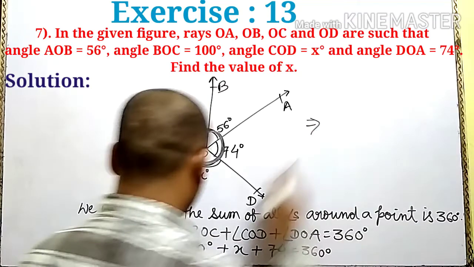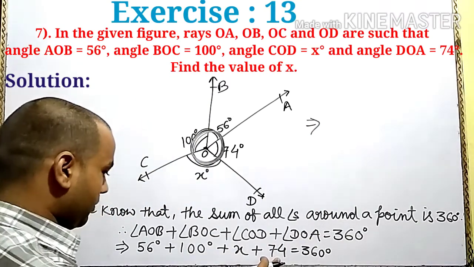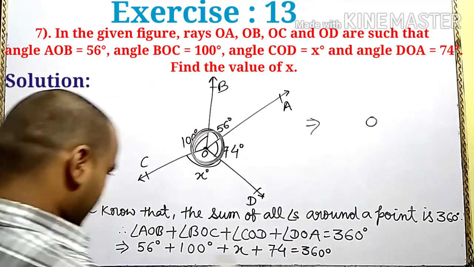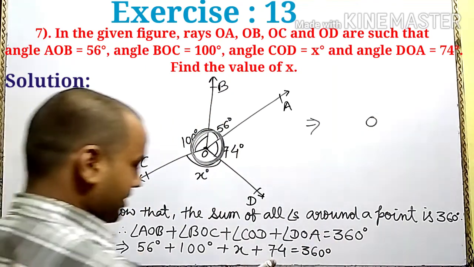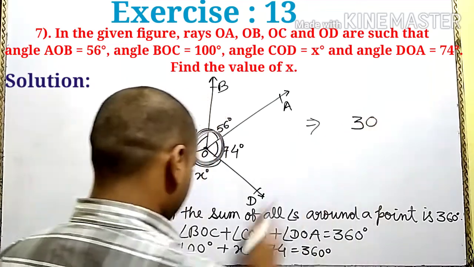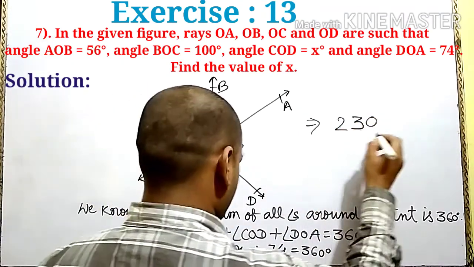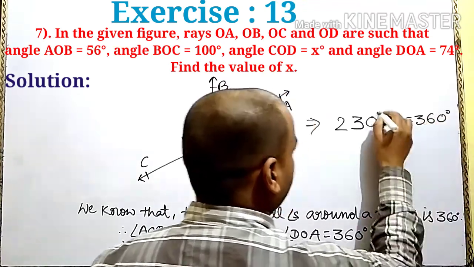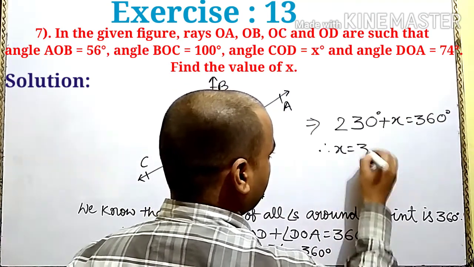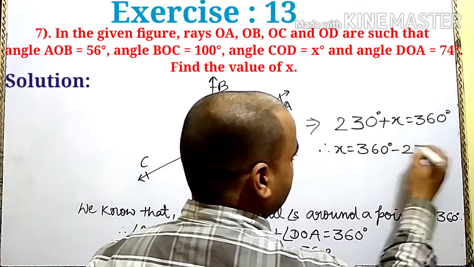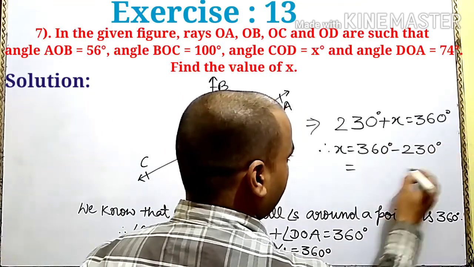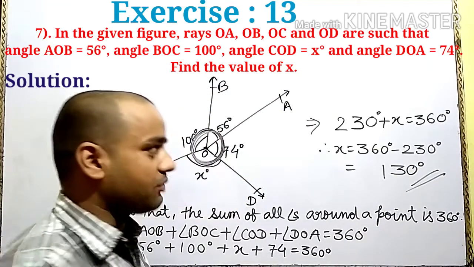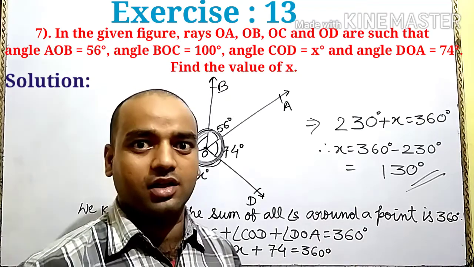Therefore 56 plus 100 plus 74 we get 230, plus x is equal to 360 degree. Therefore x is equal to 360 minus 230 degree. We get 130 degree. Lastly we find x is equal to 130 degree.